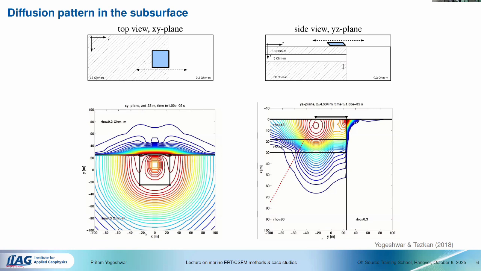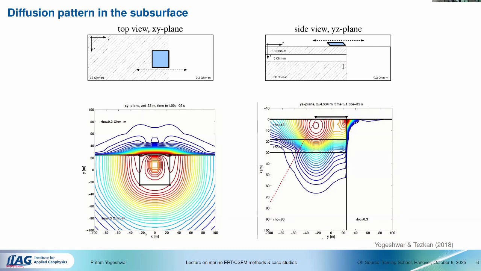So this is a situation where you have a conductive target, 5 ohmmeter, sandwiched between two more resistive environments. And here on the right side, you have 0.3 ohmmeter, very close to the conductivity of seawater. But this could also be a hypersaline clay, which you will find in basins where you have a lot of evaporation and clays deposited over ages, and then saline water in the subsurface.